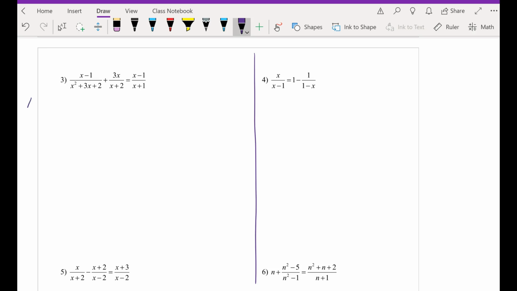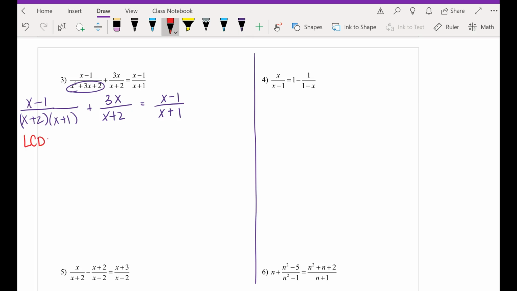So we are going to take x minus 1 all over, this one is factorable, so we can write x plus 2 times x plus 1. And if you are still struggling with the factoring by now, please come and see me at tutorial so I can help you. Plus 3x over x plus 2, and then equals x minus 1 all over x plus 1. We are going to find LCD and restriction in the same step, okay?